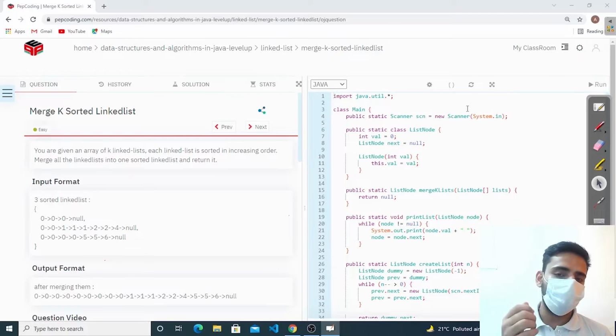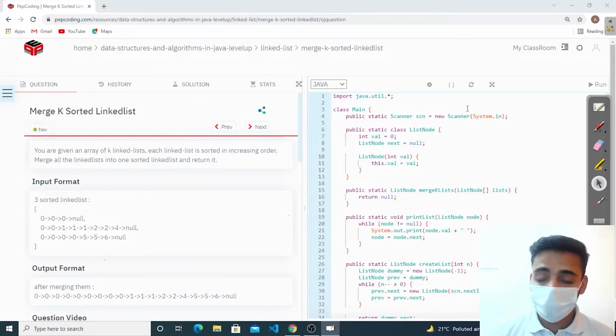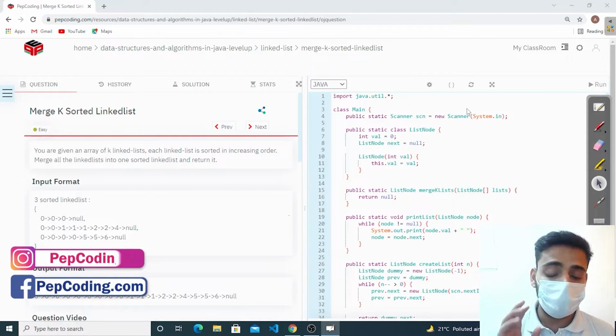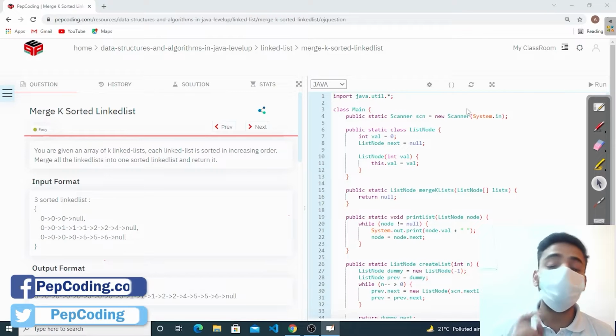Today we are going to solve a question, Merge-k-sorted linked list. In this question we are given three sorted linked lists and we are going to merge all three linked lists into a single sorted linked list. For this we need to write the previous code, that is, merging two sorted linked lists.